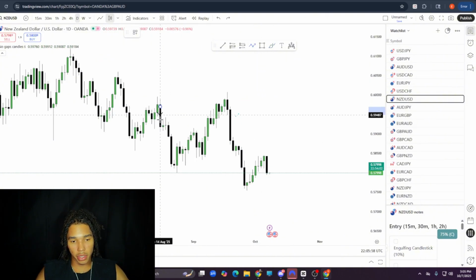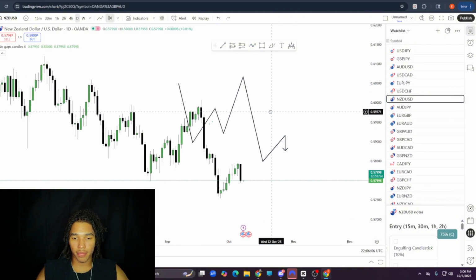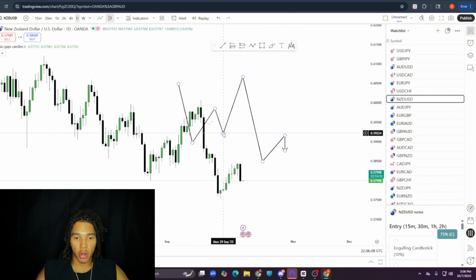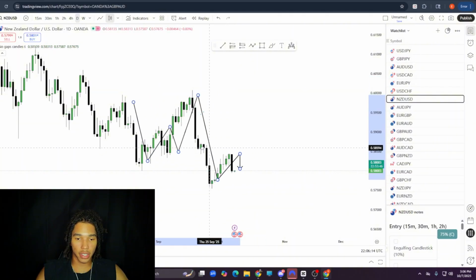So first, let's determine the trend. Right now, price is moving up, going down, moving up, going down, moving up, going down. So if we pull this out, we see that we broke below this higher low. So now we're bearish, so we want to be looking for sells.